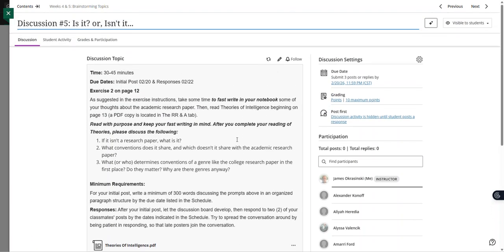All right. Basically, this is exercise 2, and I want to get your input on Theories of Intelligence. This starts the discussion on what exactly might be a research essay and what might not be a research essay, and then where we might be going for the rest of the semester.